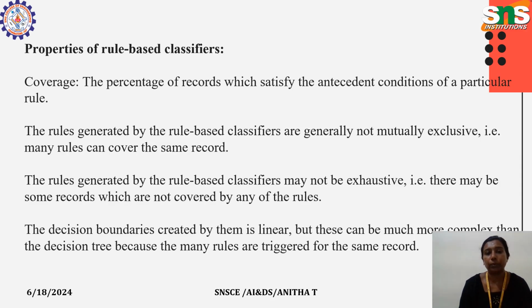Next is properties of rule-based classifiers. Coverage is the percentage of records which satisfy the antecedent conditions of a particular rule. The rules generated by rule-based classifiers are generally not mutually exclusive. That is, many rules can cover the same record. These rules may not be exhaustive. That is, there may be some records which are not covered by any of the rules. The decision boundaries created by them are linear, but these can be much more complex than a decision tree because many rules are triggered for the same record.